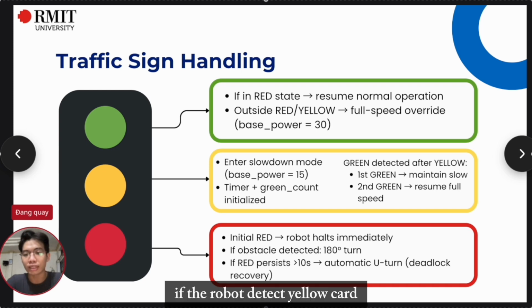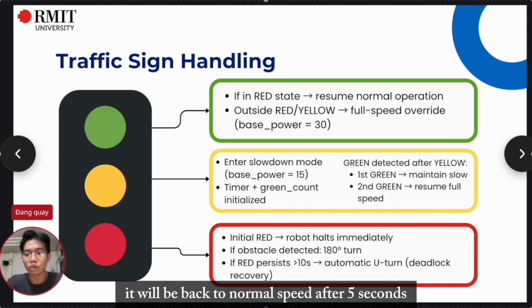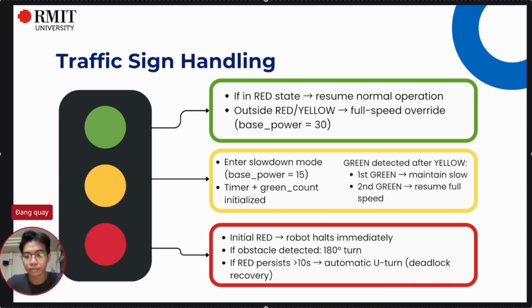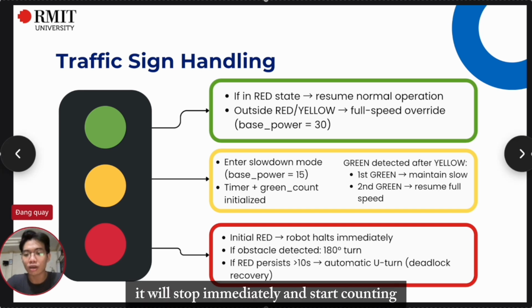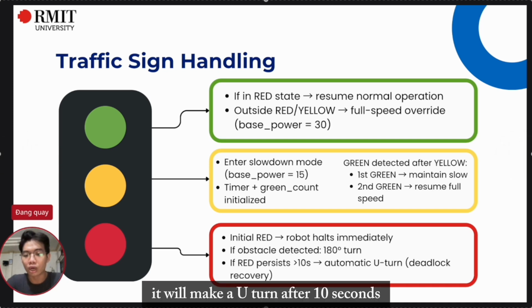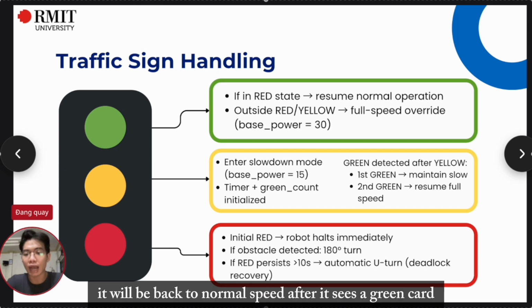If the robot detects a yellow card, it will slow down and start the timer. After that, if two rings appear, it will get back to its normal speed. Else it will be back to normal speed after 5 seconds. If the robot detects a red card, it will stop immediately and start counting. If no ring appears, it will make a U-turn after 10 seconds. Else it will be back to normal speed after seeing a ring card.